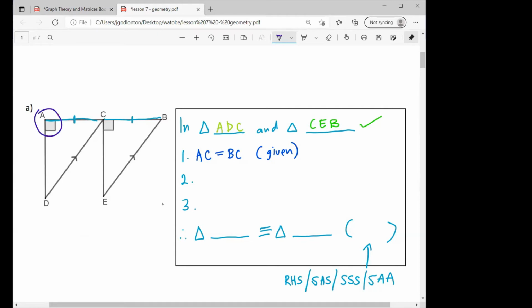What about if we look at those two? They haven't told us that AD and CE are equal. So if we wanted to say that they are, they would have to have given us little lines like that, but they haven't given them to us. So we're not allowed to say that they're equal.